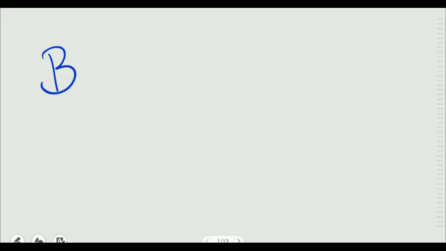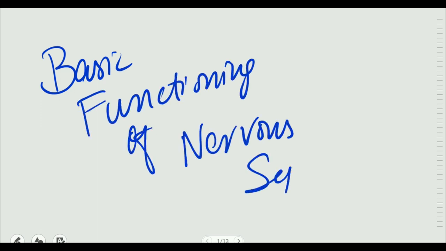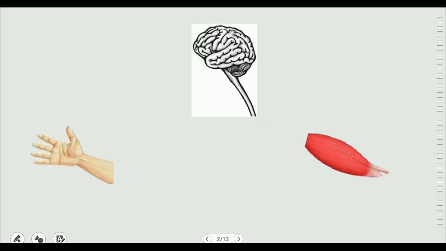So first of all, the basic functioning of the nervous system. Look at this diagram. Here we've got the brain and the spinal cord. That is the central nervous system. Here we have the skin, which has the receptors, and here we have the skeletal muscle, which is an effector. The simple functioning of the nervous system will start through a stimulus.